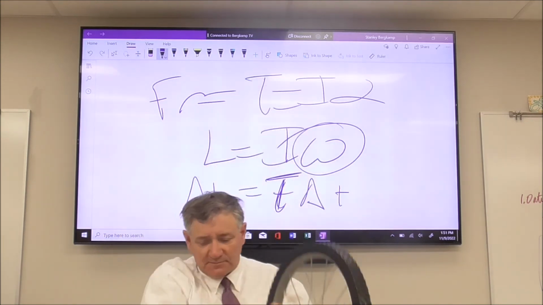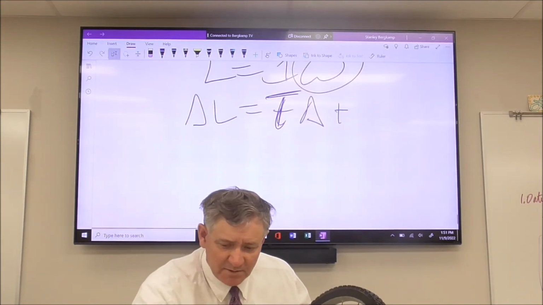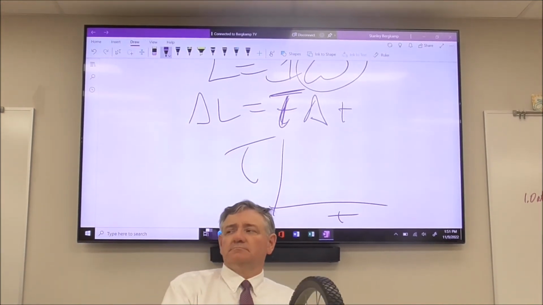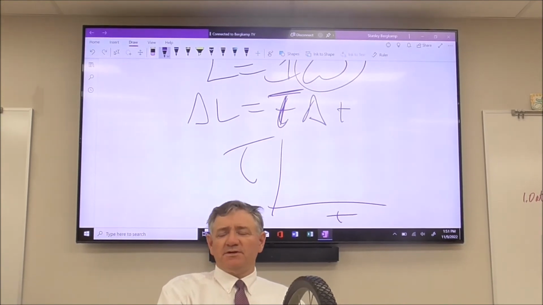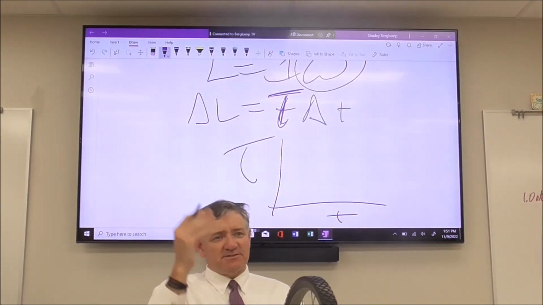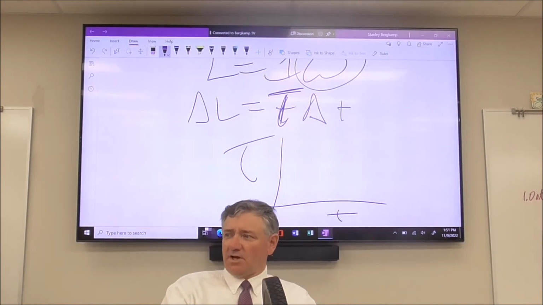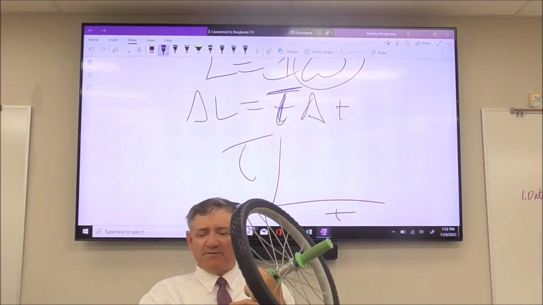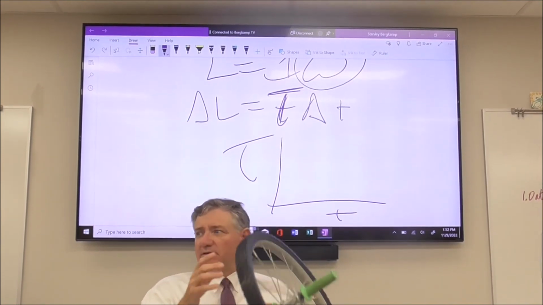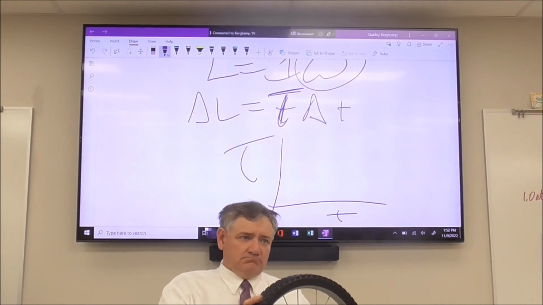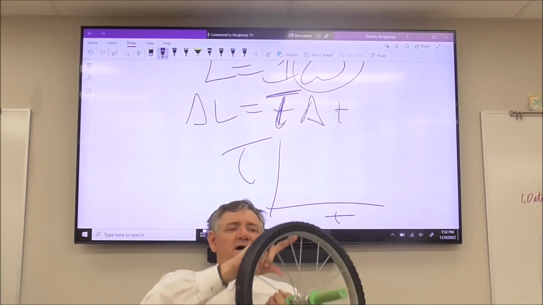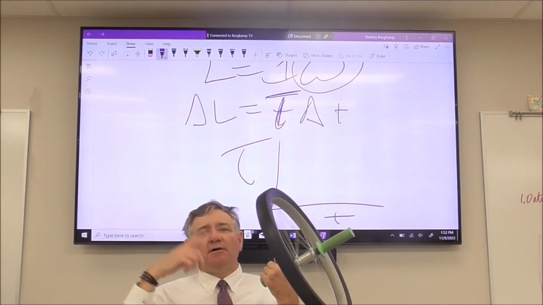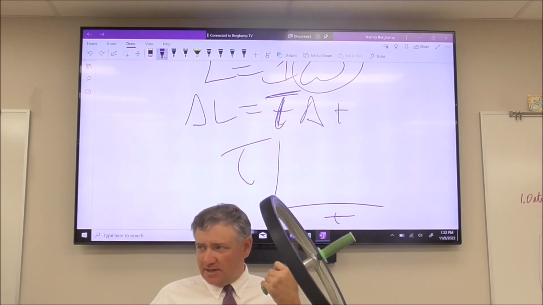Now, here's the deal. Look at this. If you were to draw a torque time graph, what do you think the area underneath the torque time graph would give you? Change in angular momentum. Okay, that makes sense. If I apply a little bit of torque for just a short amount of time, I don't change my angular momentum very much. Very small area. But if I apply a big torque over a large amount of time, guess what? Now I've got a big change in my angular momentum.